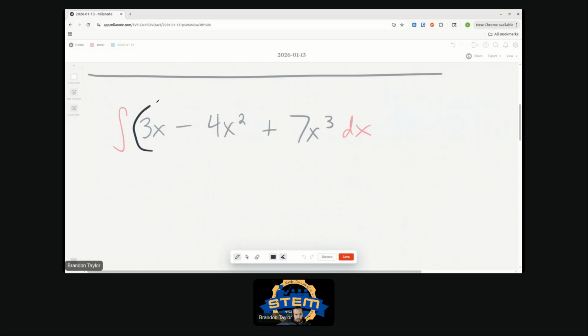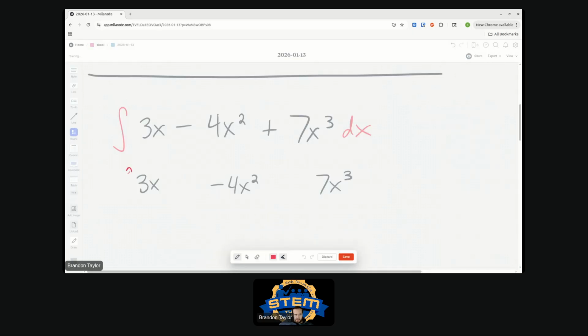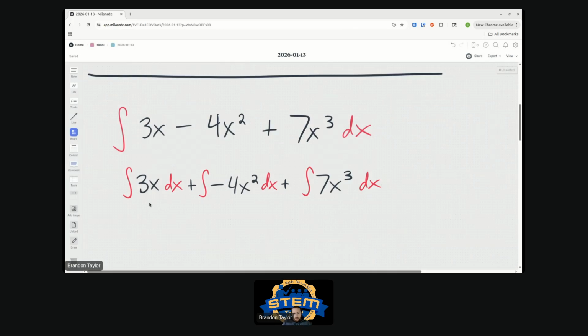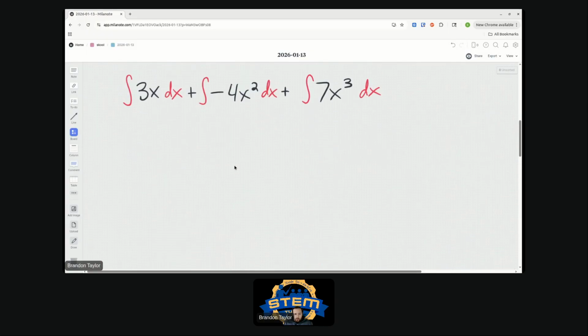Instead of finding the integral of this whole thing, the sum of these three terms, what if we just break it apart into 3x, minus 4x squared, and then 7x cubed, and then we find the integral of each. So the integral of the first one plus the integral of the second one plus the integral of the third one. What would that be? Well, what would we do next? This is where the constant multiple rule comes in, right?